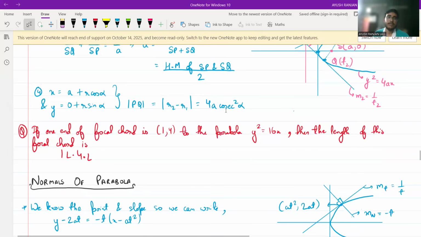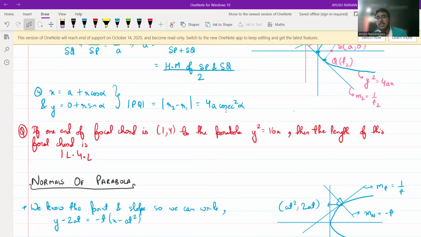Next, we have seen x and y, and how we have written them. How did we write the x and y of the fourth point? By shifting r distance at angle alpha, so a plus r cos alpha, 0 plus r sin alpha from the focus, that's why (a, 0). Next, the PQ length is going to be 4a cosec square alpha. Based on this, there is a question you all can solve.